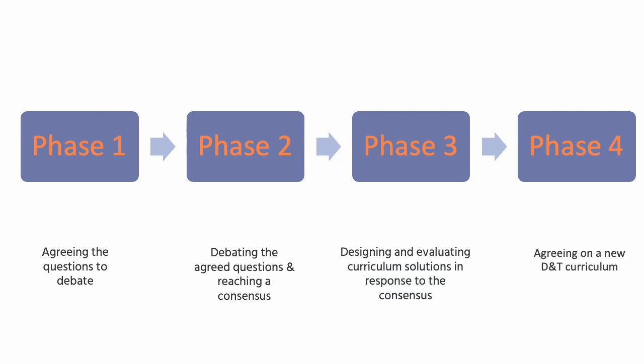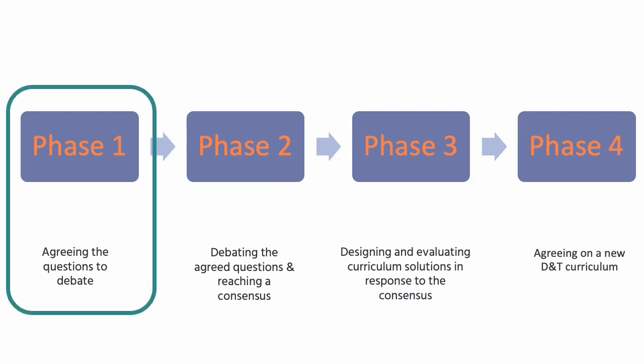And then in phase 4, I'm not quite sure we'll get there. We might get to a point of being able to agree what a new D&T curriculum looks like. So those are the 4 phases for the whole project. We're just in phase 1 at the moment, and the survey that we've asked you to complete is just for phase 1, where we're trying to work out what are the things we even need to debate.